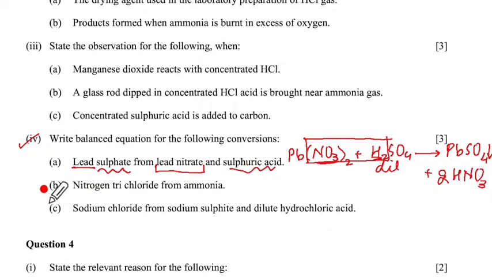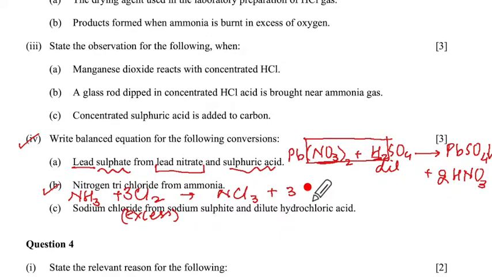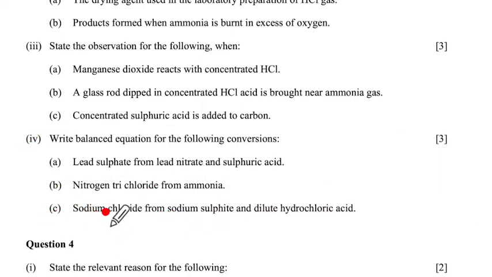Let us come to our B reaction, nitrogen trichloride from ammonia. Now ammonia will give you NCl3 when it is added with chlorine in excess. So it will be NH3 plus 3Cl2 gives you NCl3 plus 3HCl.